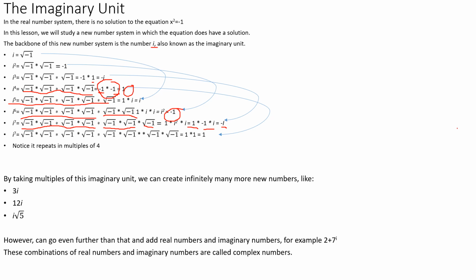And then the eighth is really just the square root of -1 4 times, times another square root of -1 4 times. That's just 1 times 1, which is 1. It repeats in intervals of 4.